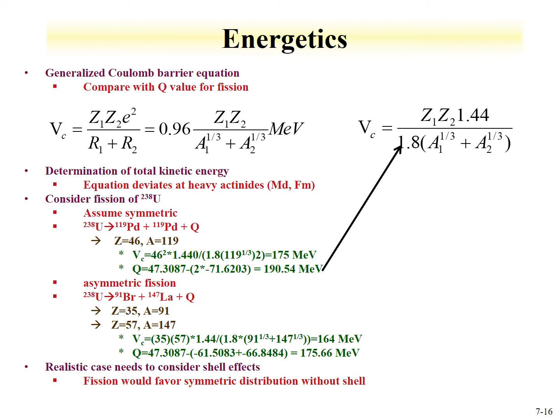Let's evaluate something more realistic, asymmetric fission. So we have uranium-238 going to barium plus lanthanum. The Q value for that reaction is listed here, of 175. The Coulomb barrier is 164. We see that both these values result in fission. For the realistic case, we need to consider shell effects. However, we can also see that without the shell effects, fission would actually favor symmetric distribution. The energetics would be more favorable.